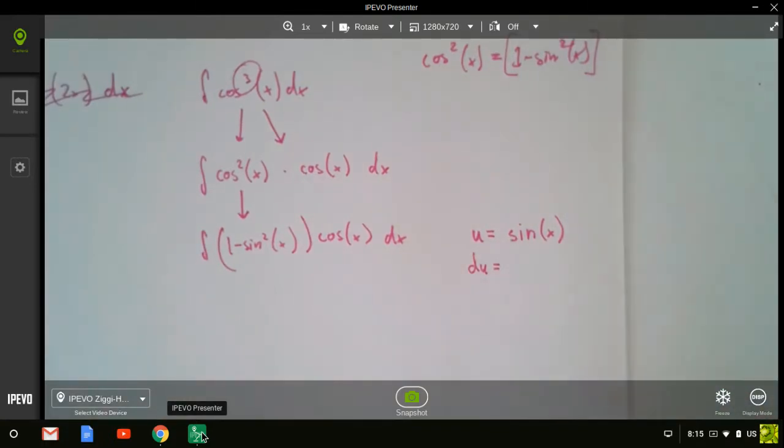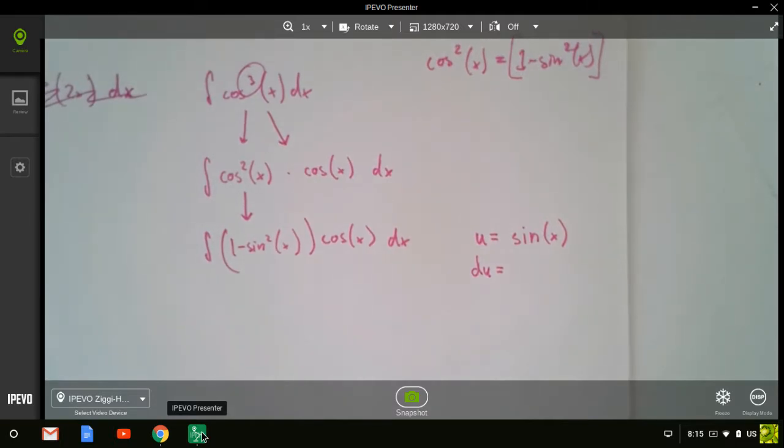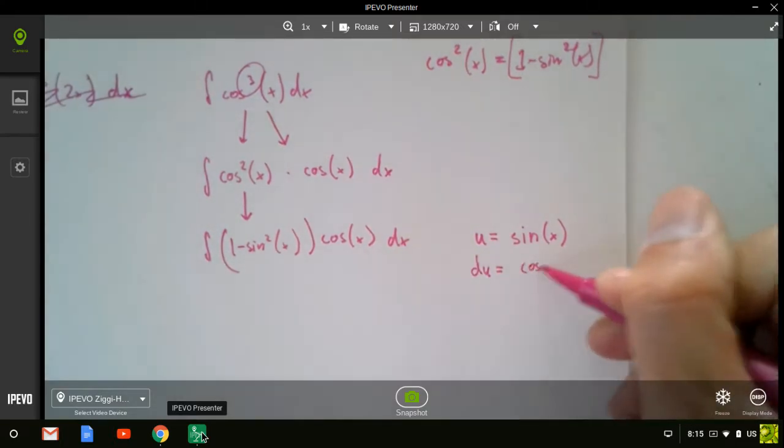So if u was sine of x, what is du? Yeah, cosine of x.